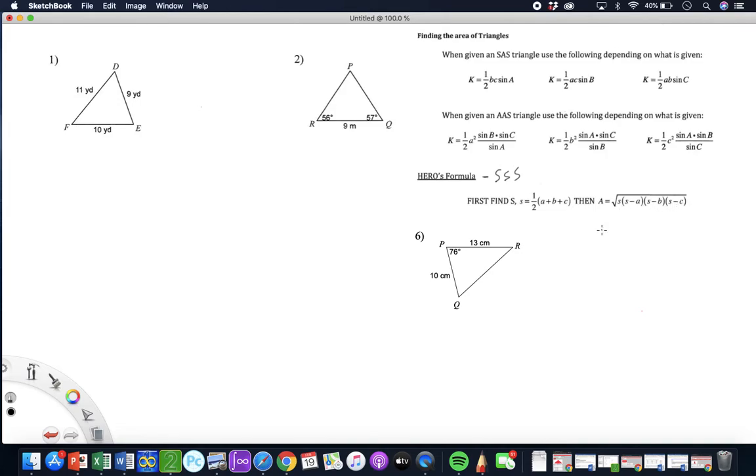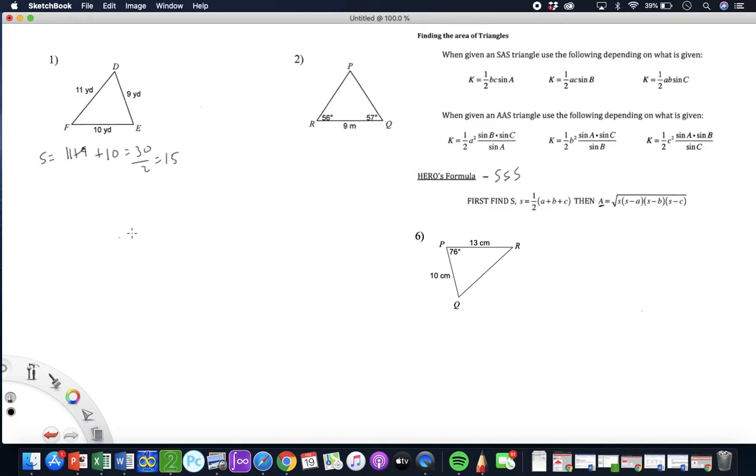Okay. Now, one thing that's striking when you look at Hero's formula is it has this variable s. All right. So prior to finding the actual area, we need to find the value of s. To do that, we're going to add up all the sides and divide by 2. So that would be 11 plus 9 plus 10, and you get 30. And we have to divide by 2. So my value of s in this case equals 15.